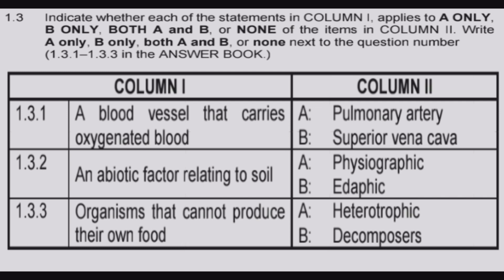So we come to question 1.3.1. A blood vessel that carries oxygenated blood. A. Pulmonary artery. B. Superior vena cava. The correct answer is none. None of these blood vessels carries oxygenated blood. So the answer there is none.